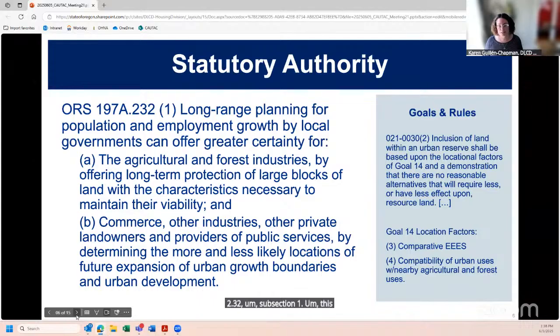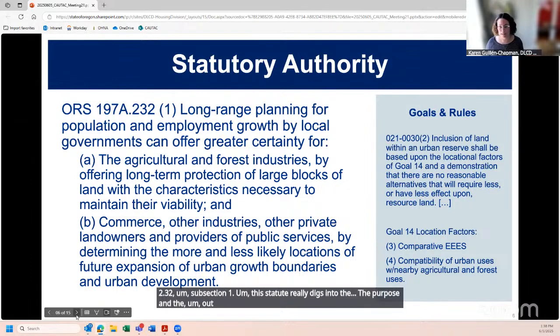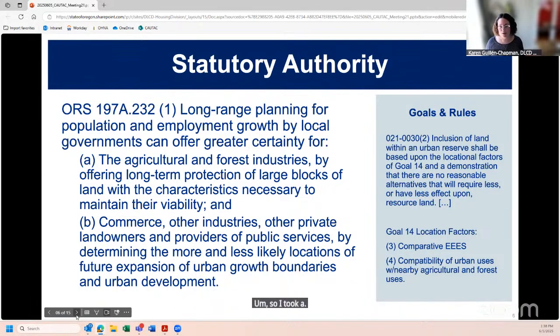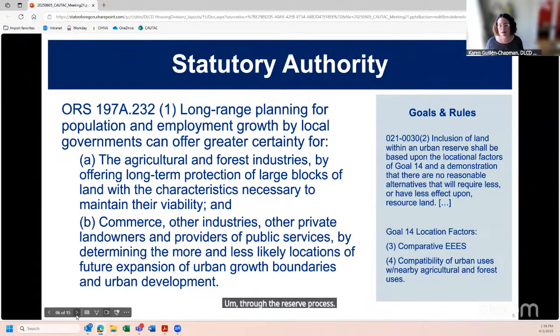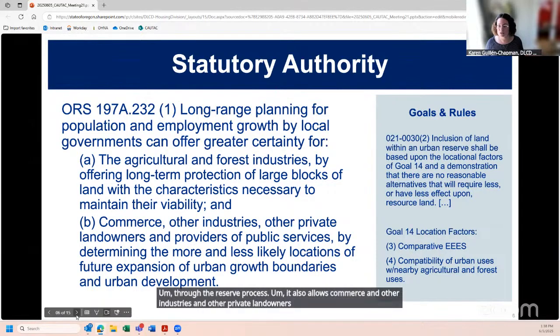This statute really digs into the purpose and the outcomes of the long-range planning. So I took just an excerpt out of it, that it allows for local government to provide greater certainty for the agricultural and forest industries. It provides some long-term protection for large blocks of land through the reserve process. It also allows commerce and other industries and other private landowners to really think about public services and where those might be planned for, where the locations are more likely and less likely. And as we get more granular and defined, there's greater certainty, and it adds some additional clarity.